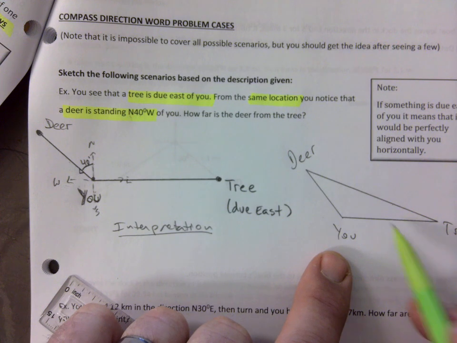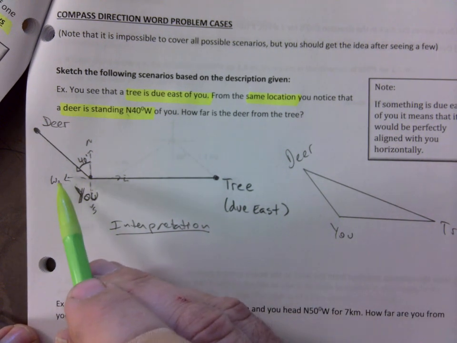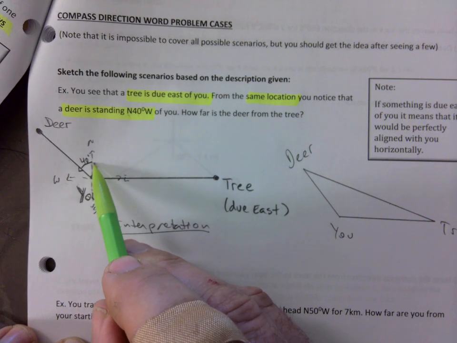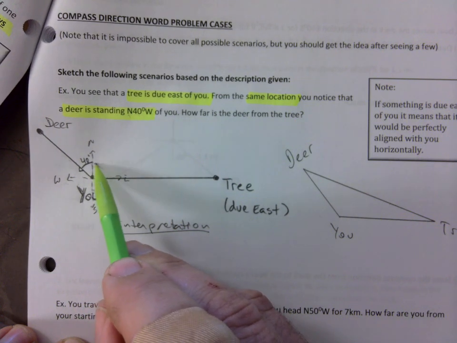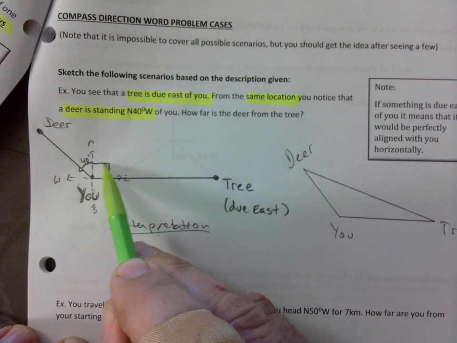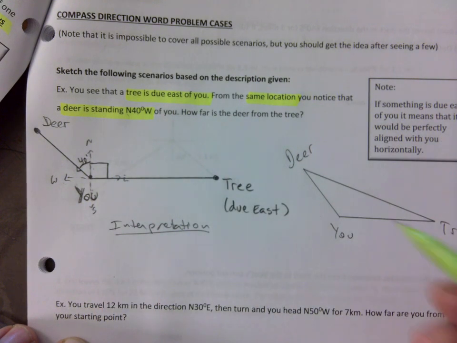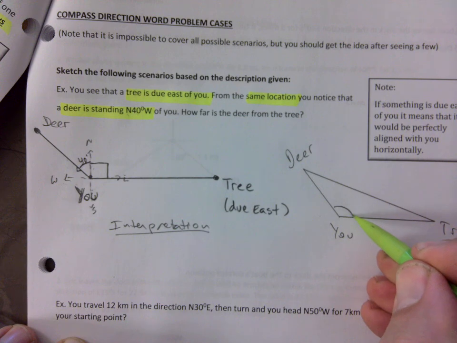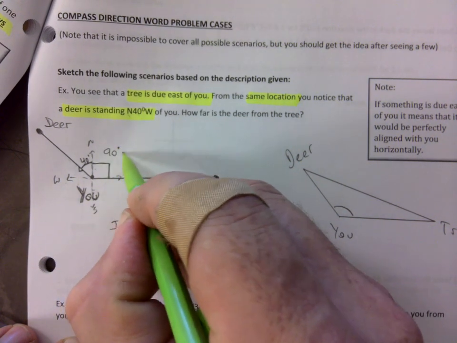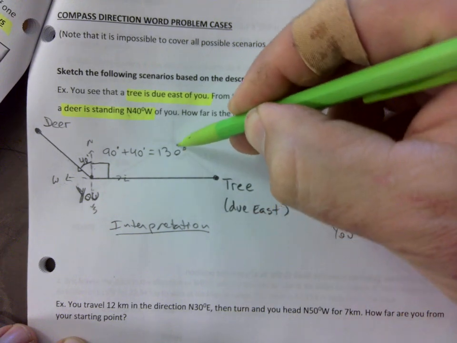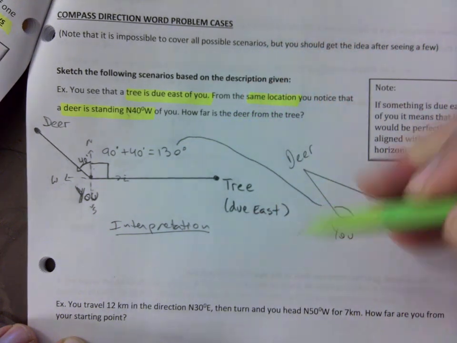What do we know about this angle here? Like, can we somehow get an angle here? What is this one right here? I just gave it away, right? This is a 90 and a 40. How much does that add up to? 130. So I'm going to say 90 plus 40 is equal to 130. And that angle will go in here.